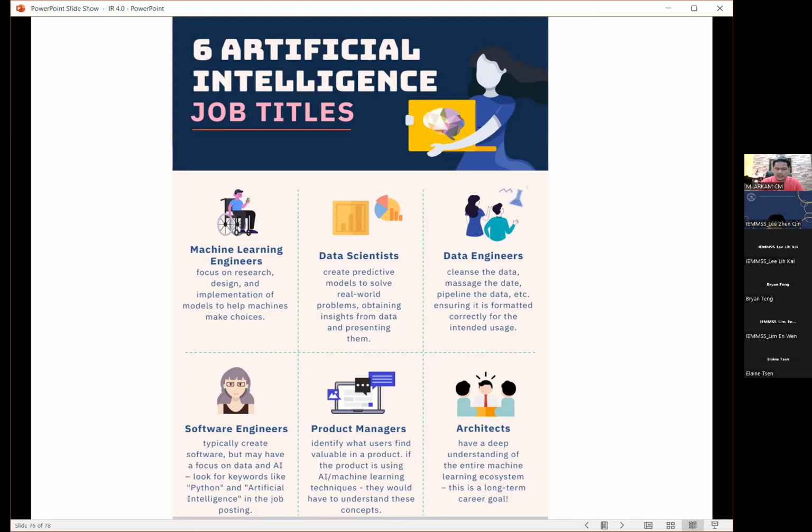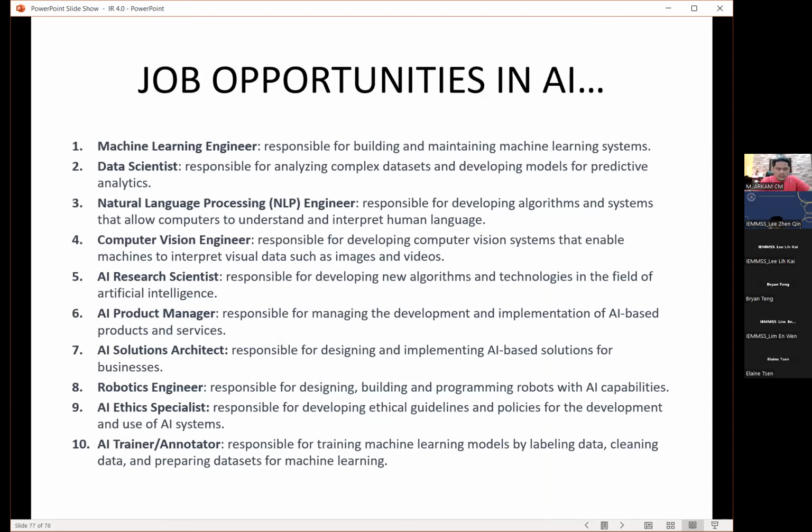And architects, in this kind of architect, is not the physical building. Architect is actually the overall function of looking into the integration of all this into one ecosystem, understanding the long-term goal, then you can produce your own specific product through this artificial intelligence job title. So these are all the job opportunities for machine learning engineers, data scientists, neural networks. So it's all related to AI only.